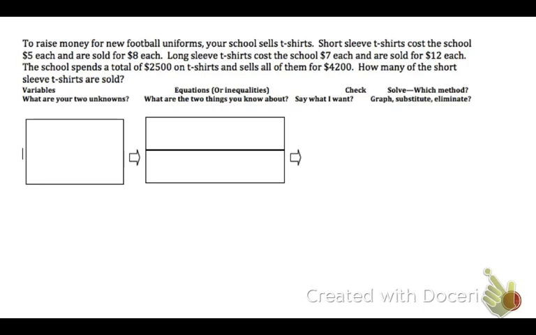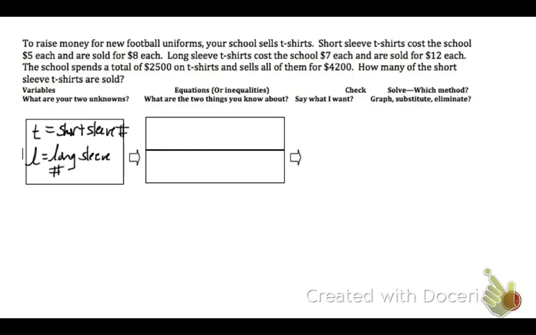When you've got a situation like this with two things involved, we're going to have two variables. So what are our two unknowns? Now it's only asking for short sleeve t-shirts, but we also don't know how many long sleeve t-shirts there are. In problems like this that have a real life context, I like to use a variable that will help me remember what it stands for. So I'm going to use T for short sleeve t-shirts, and then I'm going to use L for long sleeve, when I'm talking about the number of those.